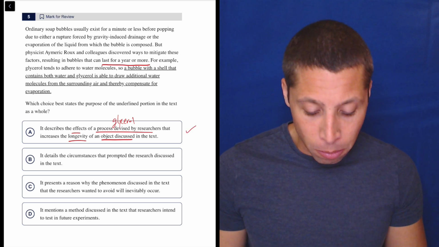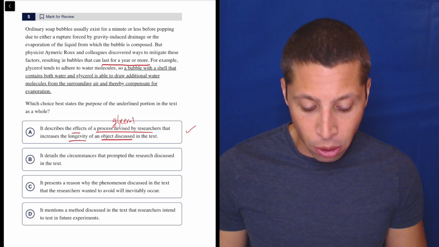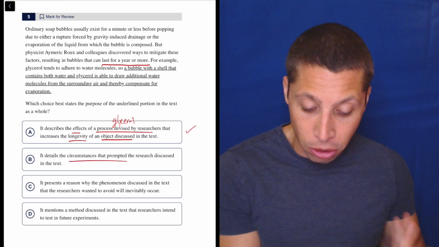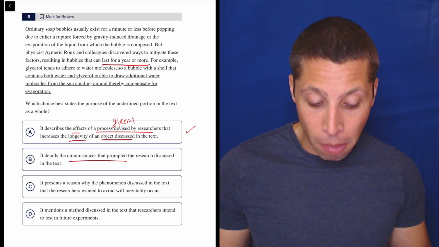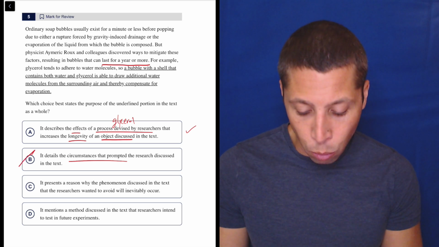B, it details the circumstances that prompted the research discussed in the text. No, so why? Why did they start researching the bubbles? I genuinely don't know. Maybe they're just curious, but it does not say in the text why they did that.